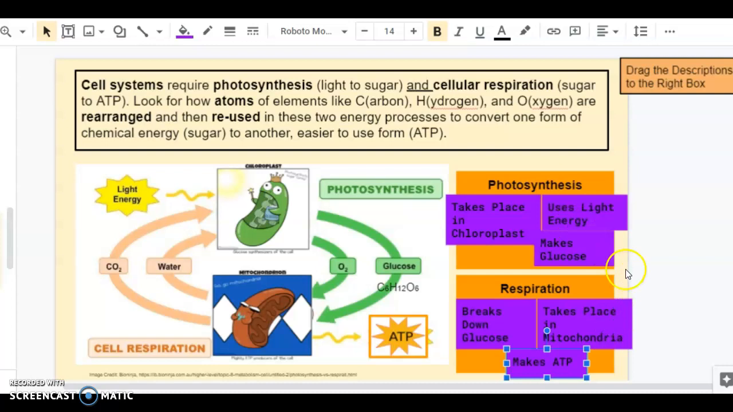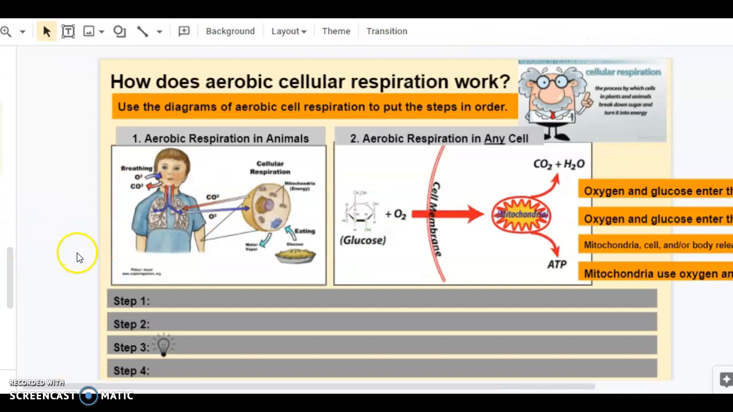And in plant cells, they are able to do both. In animal cells, we rely on plants to do the photosynthesis for us, and then we eat the plants so that we can take the sugar. Let's look at respiration in animals and in any cell.